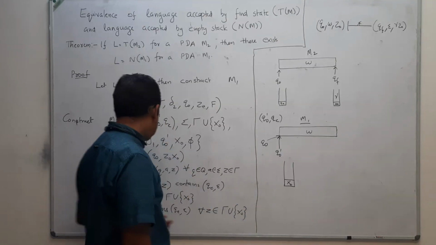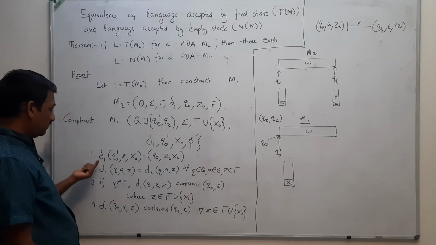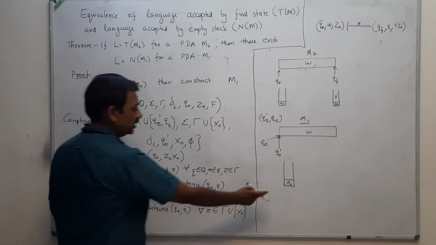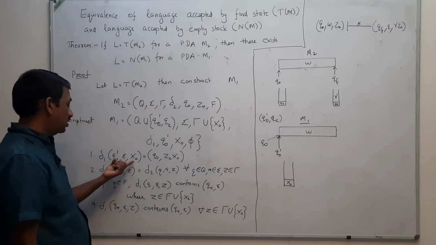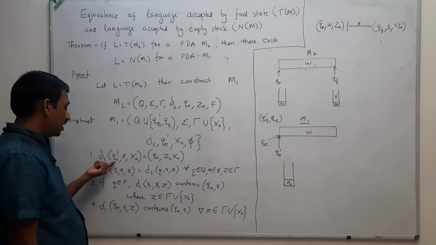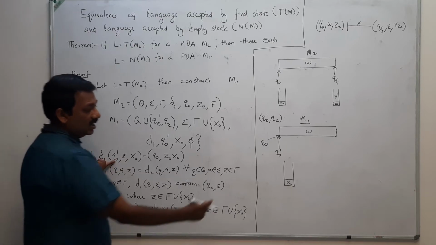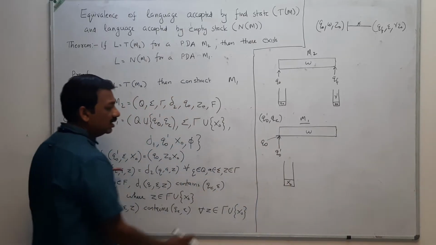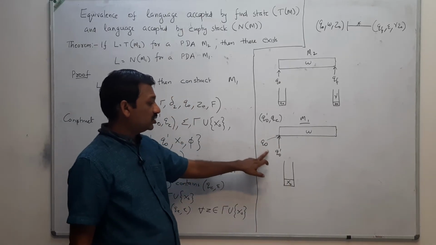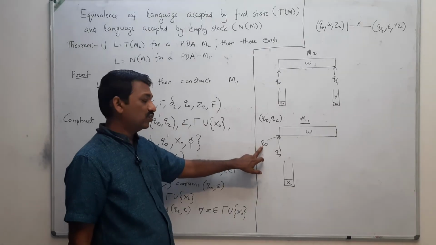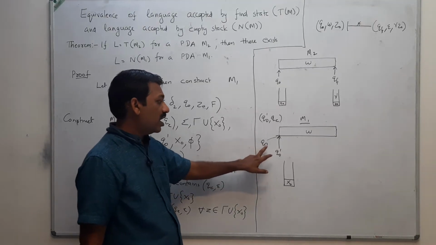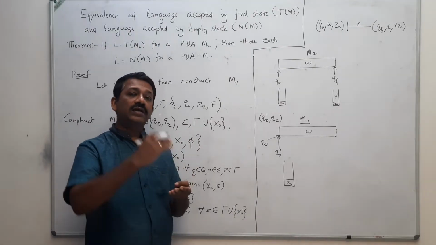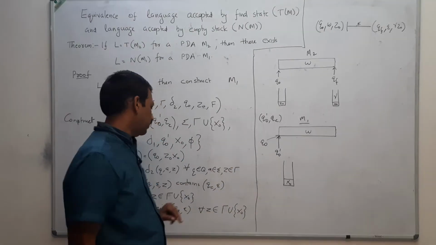That means delta 1 of Q0 dash, epsilon, x0. If the current top of the stack is x0, and the current state is Q0 dash, without reading any input, the current state is changed to Q0. Now it is Q0. Okay, that means without reading any input, it has changed to Q0.